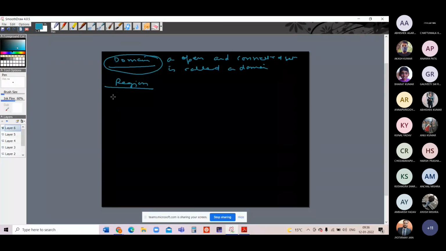Next is the extended complex plane. Extended complex plane.